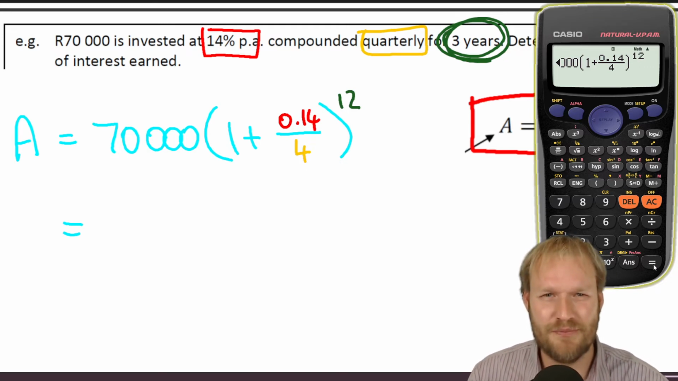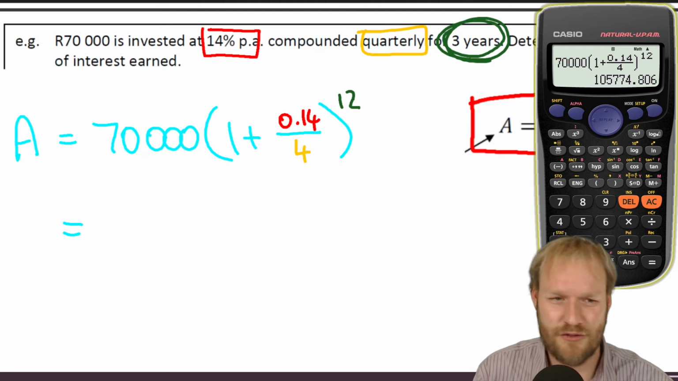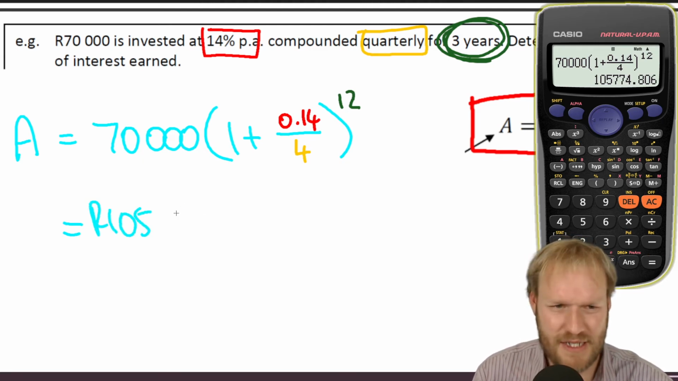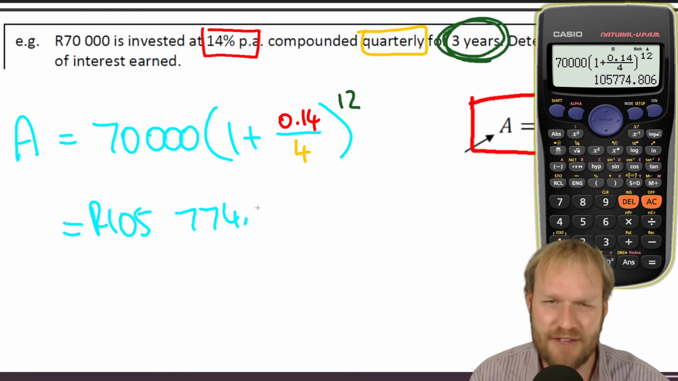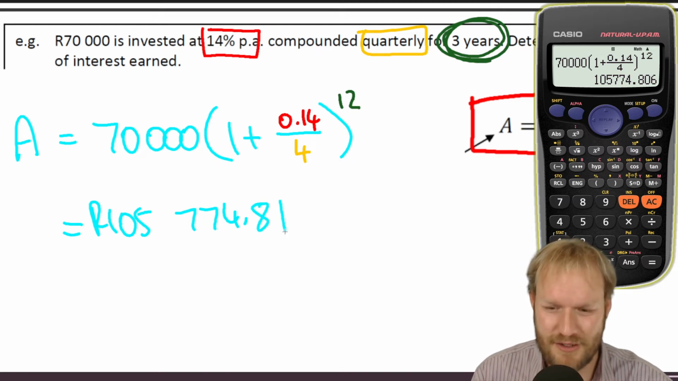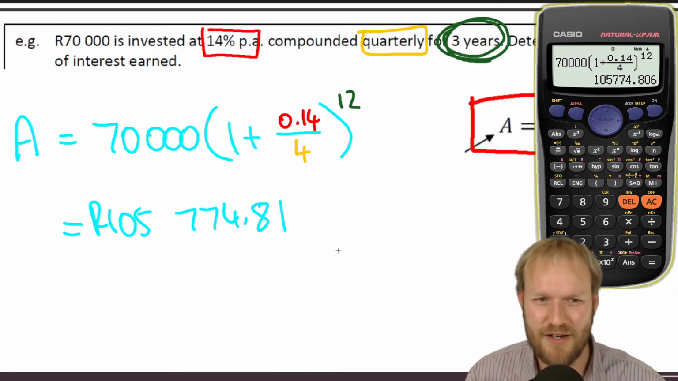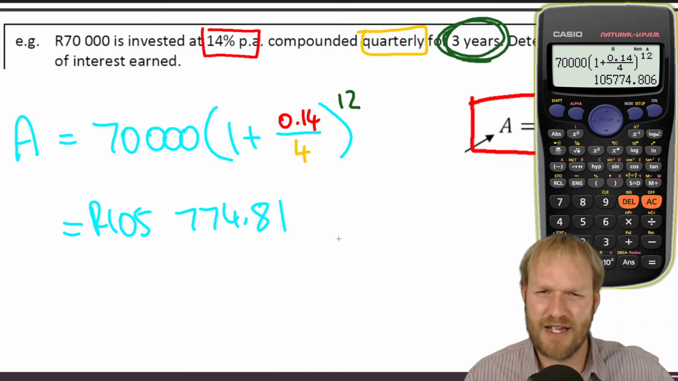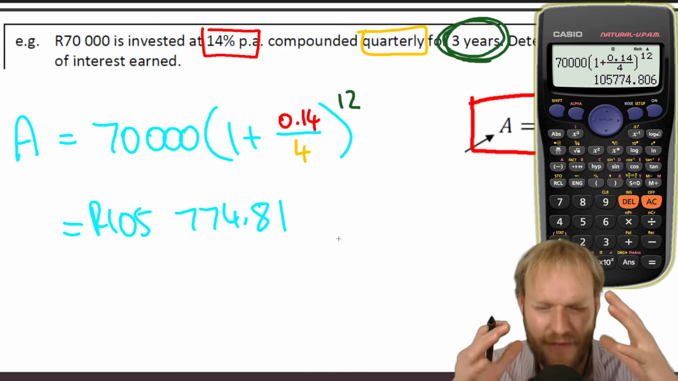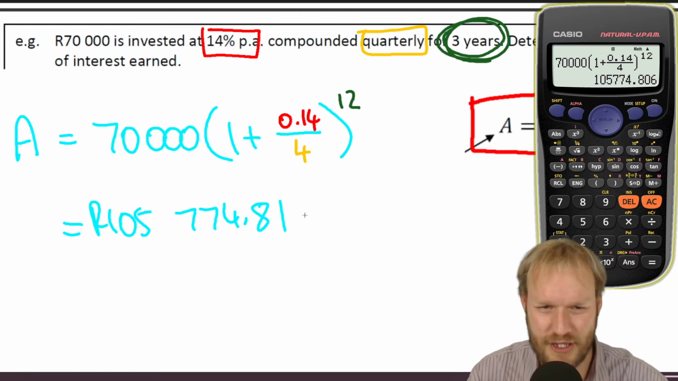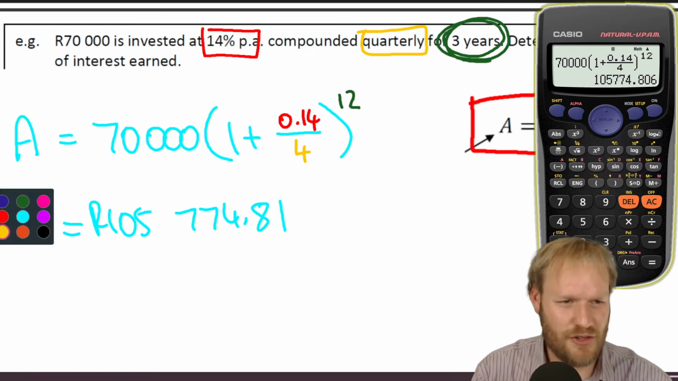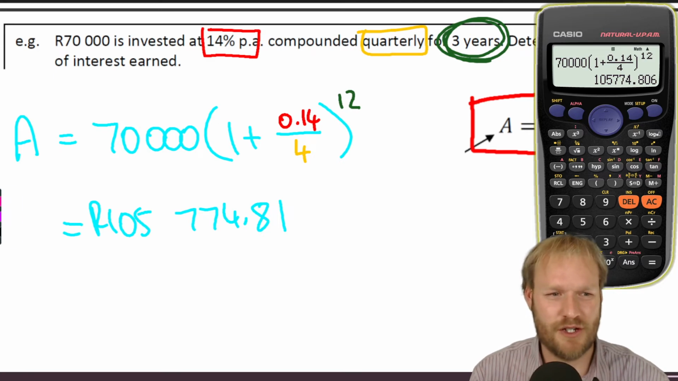And what do you get? 105,774. How many decimal places are we definitely going to round off to? Well, I can answer that quite definitively because it's rands and cents. That's our answer, 105,774 rand and 81 cents. So our final answer will always be rounded off to 2 decimal places. Okay, so that's that, and we haven't finished answering the question.